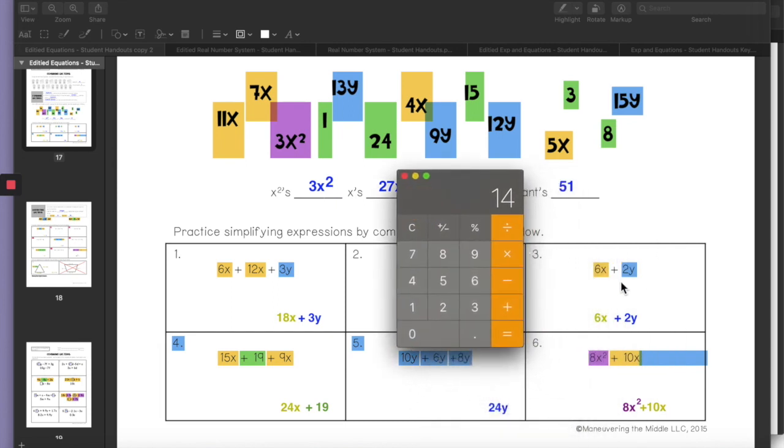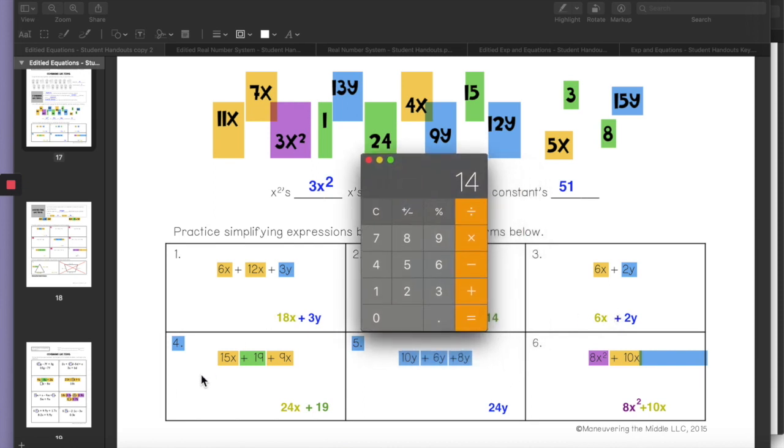Now number 3 is even easier because I only have 6x's and I only have 2 y's. There's no combining. There are no more other x's and there are no more other y's. So I can keep it the same as it is. It's in the simplest form.